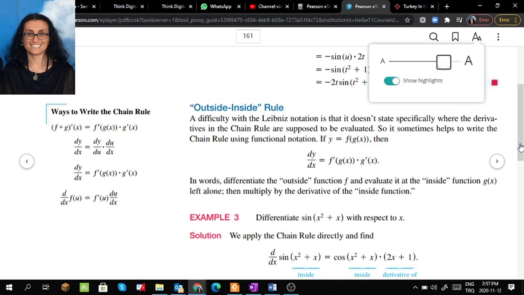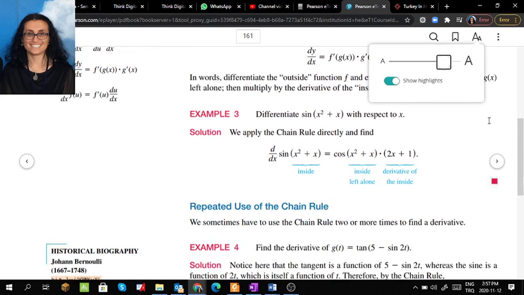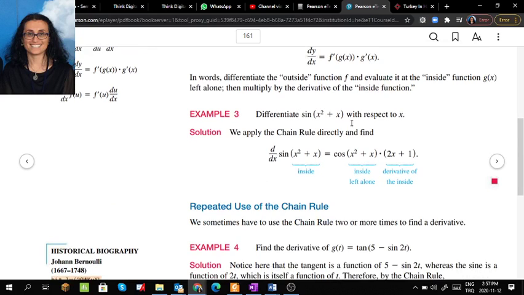Alright, so let's do an application. Here differentiate sine of x squared plus x with respect to x. Here we have the inside function x squared plus x, outside function is sine. If you want to take the derivative of this, which is d over dx, we are going to take the derivative of the outside function. Outside function is sine, derivative is cosine, and we have to evaluate this at the inside function times the derivative of the inside function, which is 2x plus 1, right?